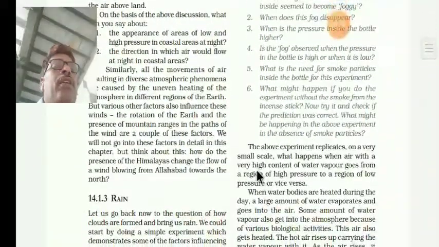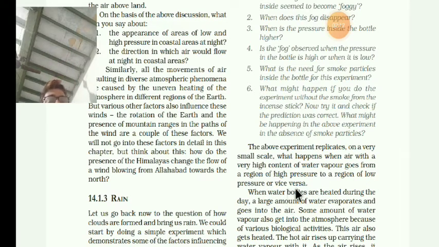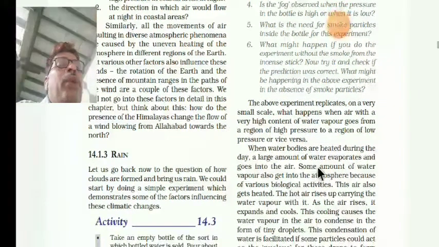So this experiment replicates and tells us, on a very small scale, what happens when air with a very high content of water vapor goes from a region of high pressure to a region of low pressure or vice versa. So what will happen? You know that when water bodies are heated during the day, a large amount of water evaporates. So what will be there?